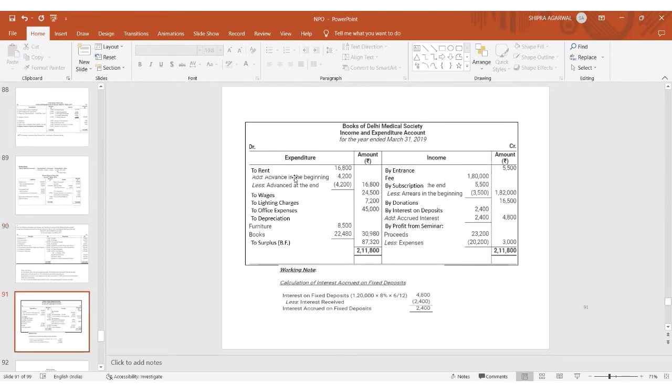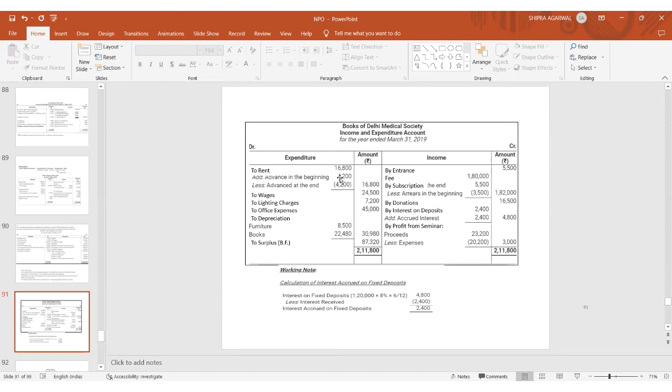So if I start with the rent, the total rent that you have paid for the current year is 16,800. And you need to add the advance that you have paid in the beginning of the year, because whatever advance was paid in the beginning of the year belongs to the current year.